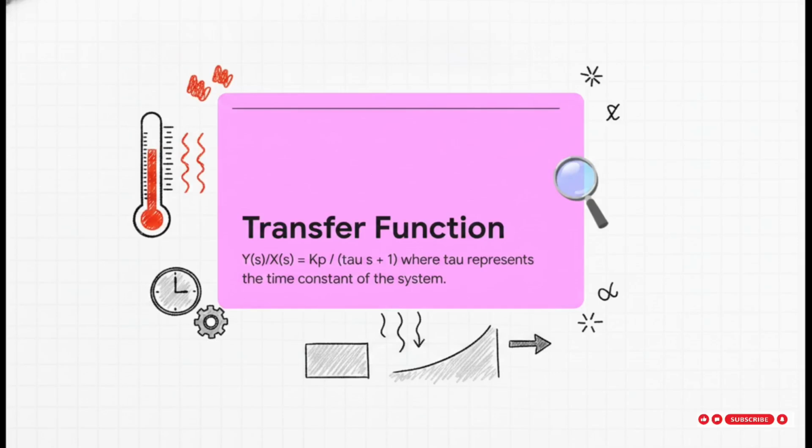Think of a standard mercury thermometer. If you take it out of a freezing room and toss it into a warm bath, it doesn't read the new temperature instantly, right? It takes time for that mercury to heat up and expand. That delay, that natural resistance to instant change, is captured perfectly by tau.